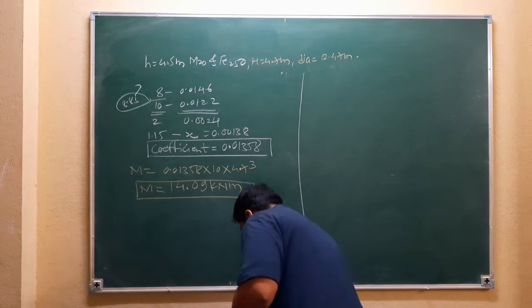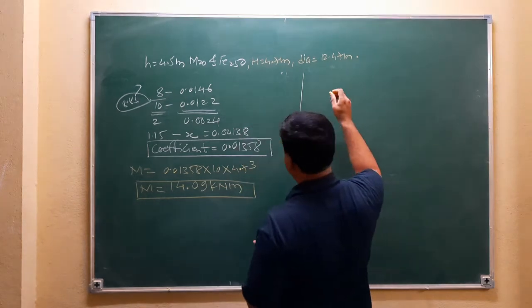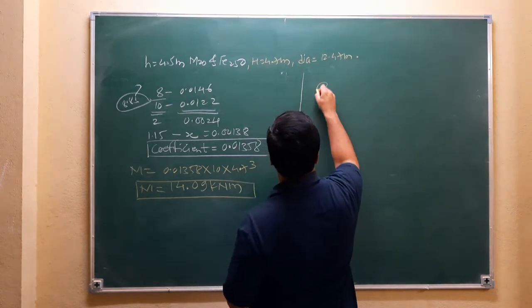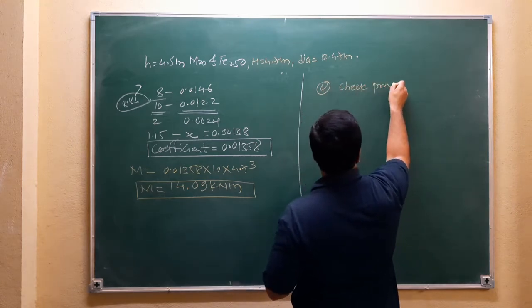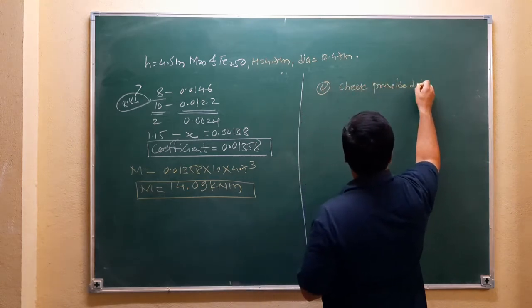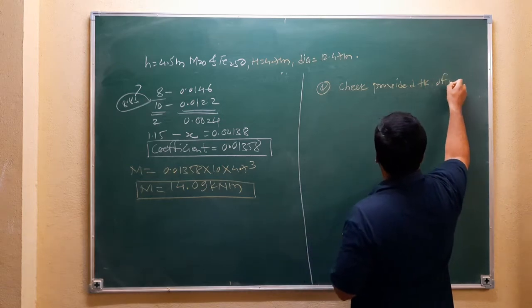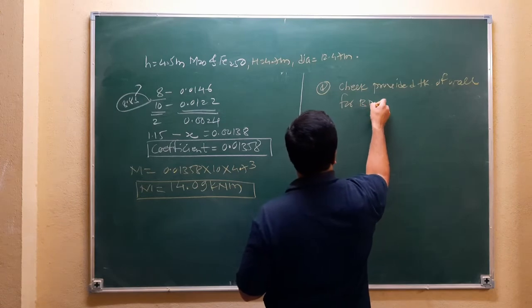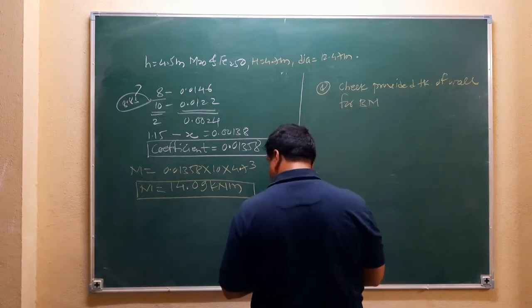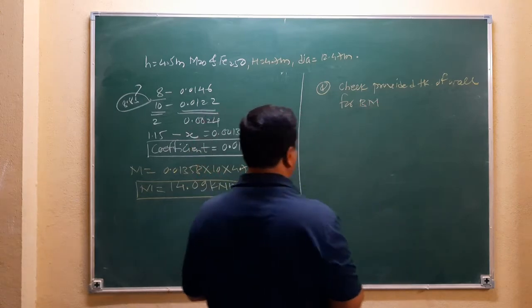Okay. So now check step number 4. Check the provided thickness of wall for bending moment. So what is the provided thickness of wall?